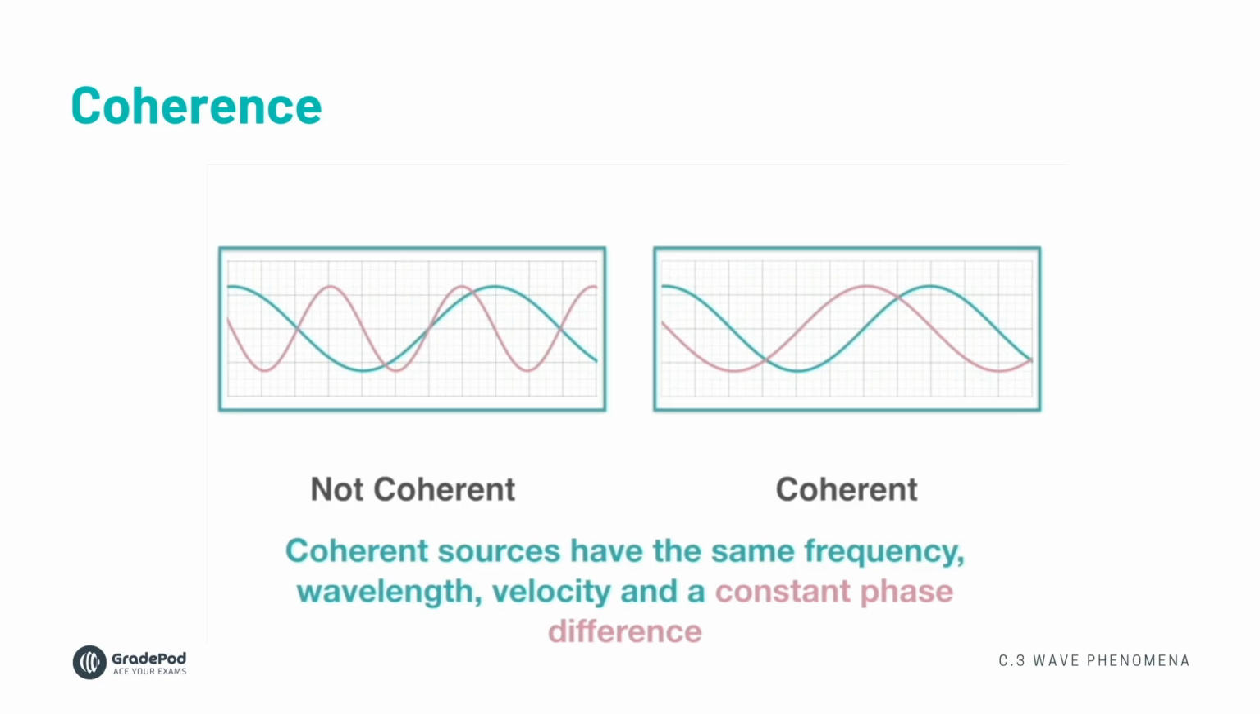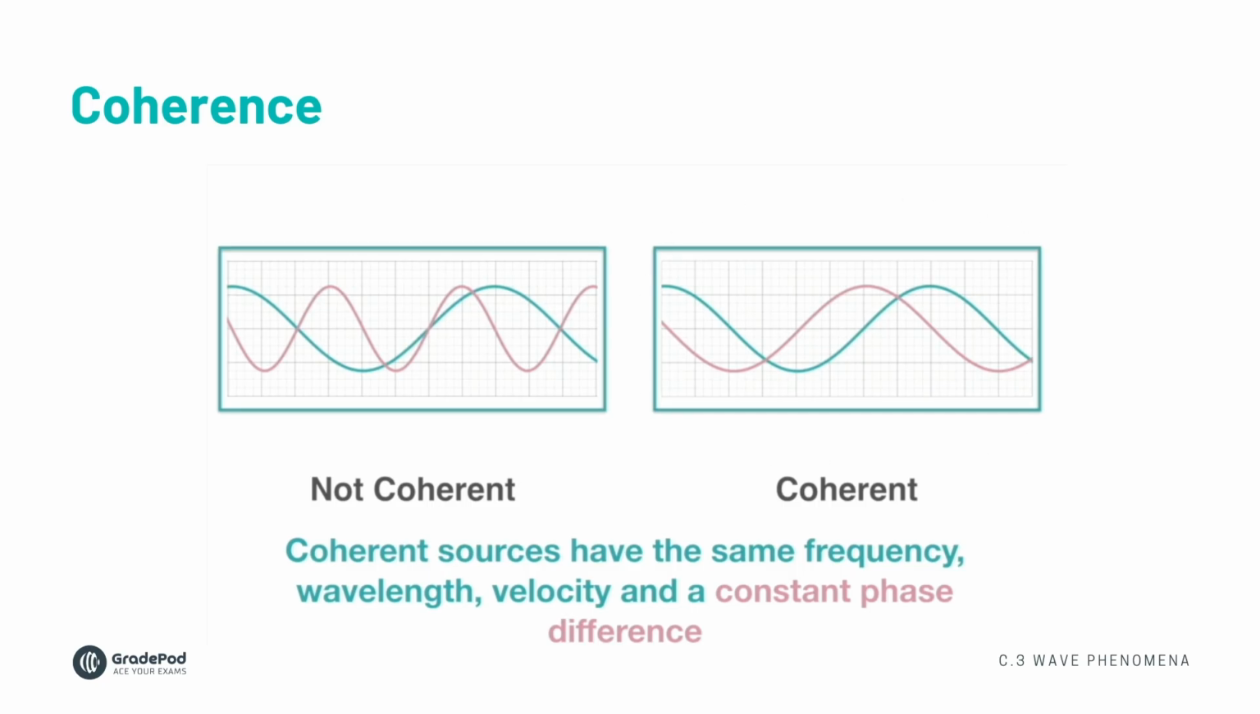But coherent sources or coherent waves are waves that have the same frequency, the same wavelength, the same velocity, and a constant phase difference. What it does mean is that the phase difference between the two has to stay the same. The phase difference doesn't have to be an exact number. It doesn't have to be 0 or 2 pi or pi, but it does have to stay the same at all times. So your waves, when they're coherent, would look like this.